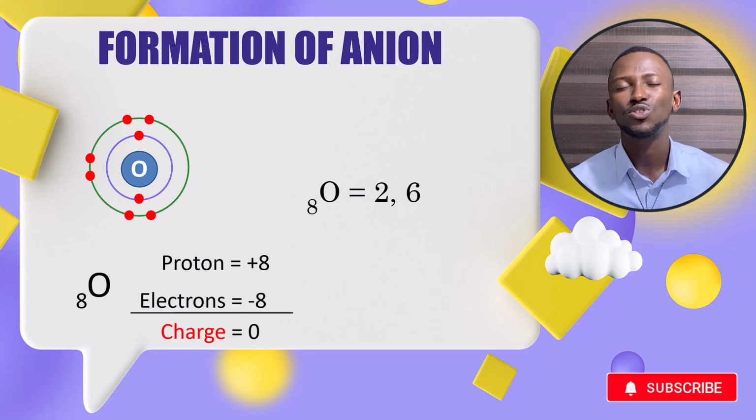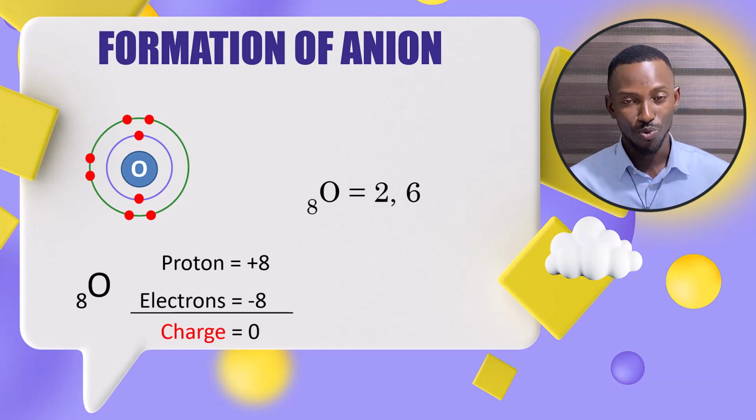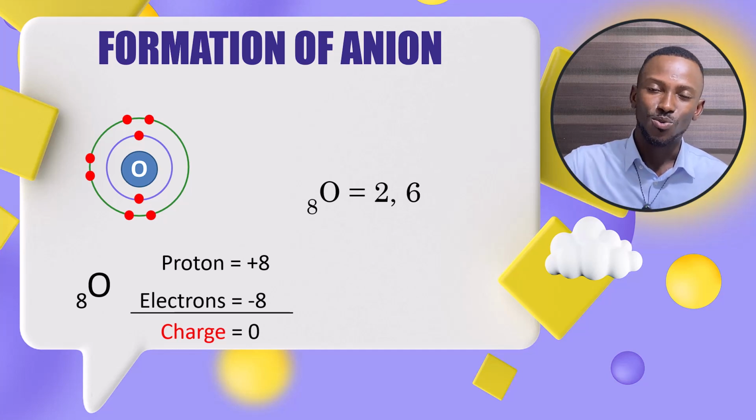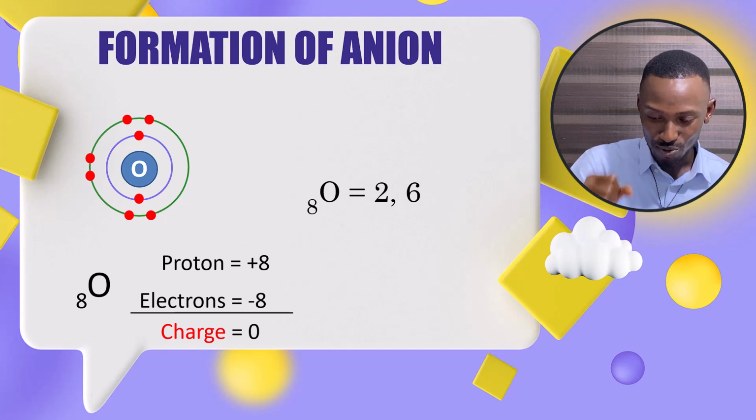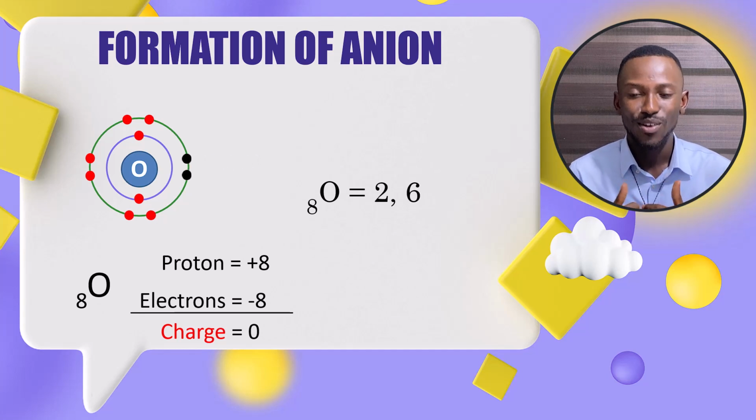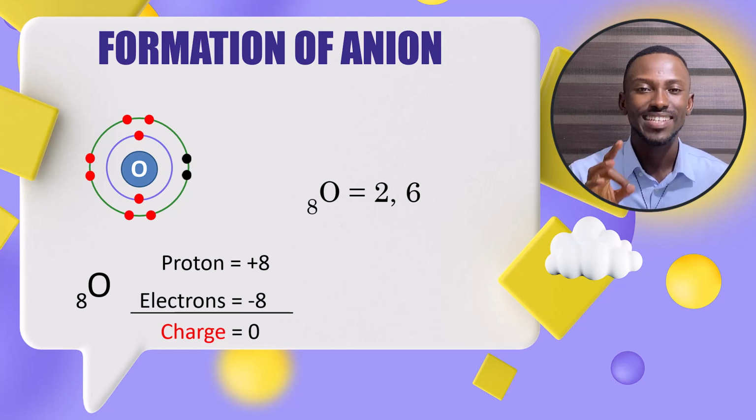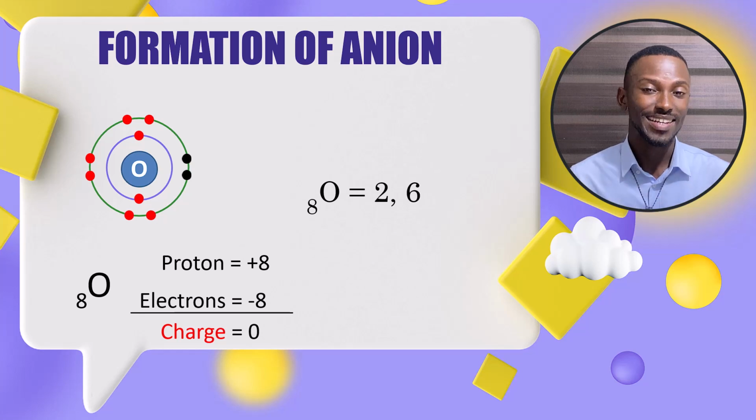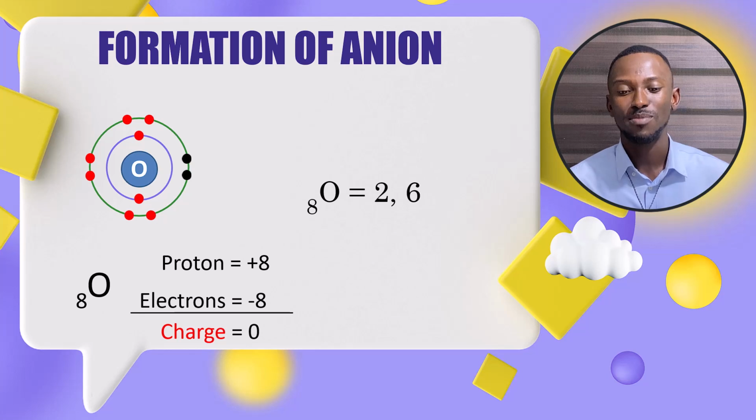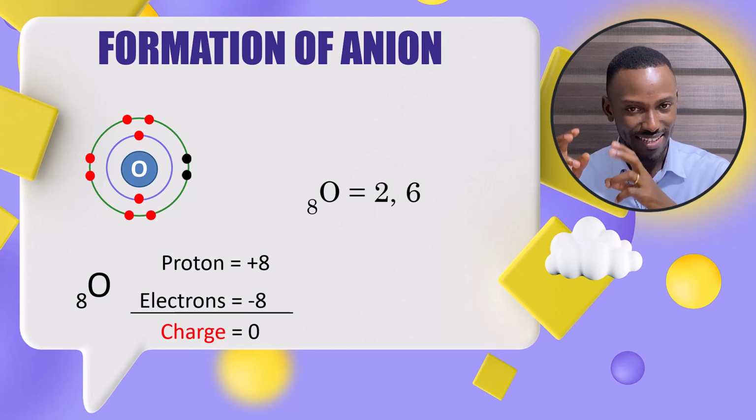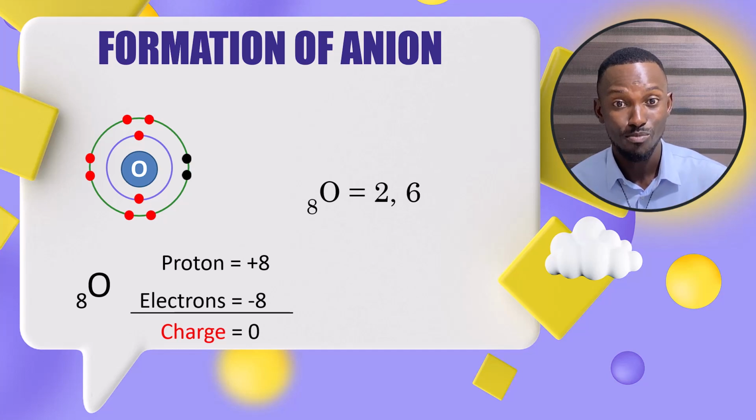But oxygen wants to be stable, so the 6 electrons are not enough to attain stability. So what will it do? It will borrow 2 electrons and add them to itself, so that it will end up having 8 electrons in its outermost shell. I think that is clear enough. So now the electronic configuration of oxygen will become 2, 8. Mind you, 2 of the electrons were actually borrowed.